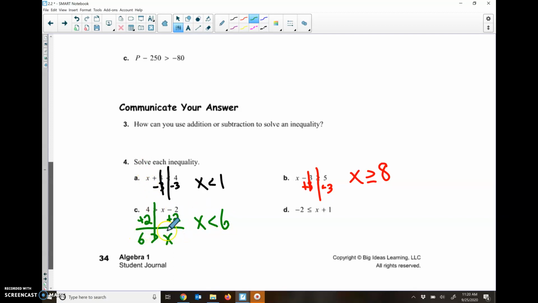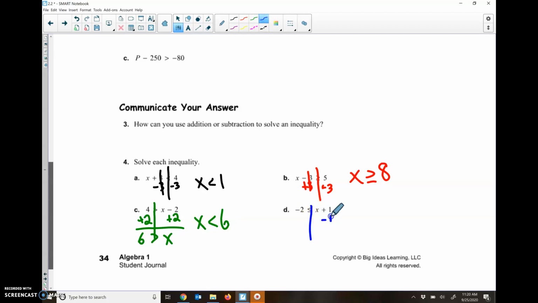Some people just like to rewrite it and flip the x and the 6 around, but you also have to flip the sign around then. So these both mean the same thing. 6 is greater than x, or you could say x is less than 6. Both of those mean exactly the same thing.